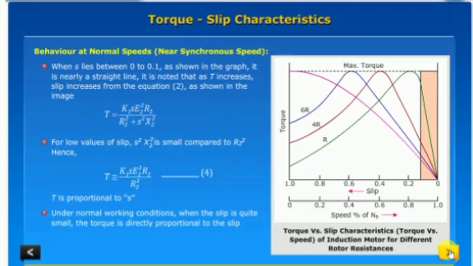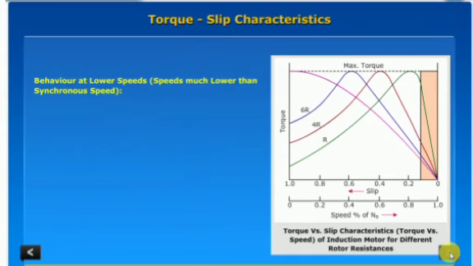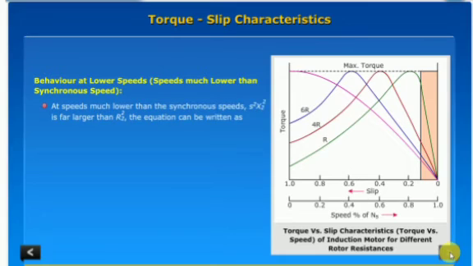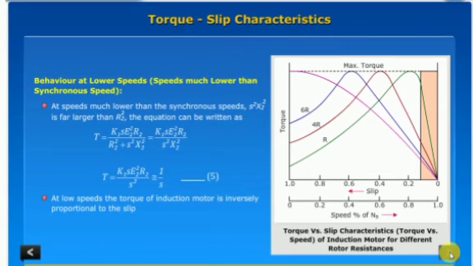R0 is the shunt resistance, which represents the iron loss in the stator core. Its reciprocal G0 equal to 1 by R0 is called conductance. X0 is the shunt inductive reactance, which represents the magnetizing current I mu. Its reciprocal B0 equal to 1 by X0 is called susceptance. V1 is the applied voltage to the stator.